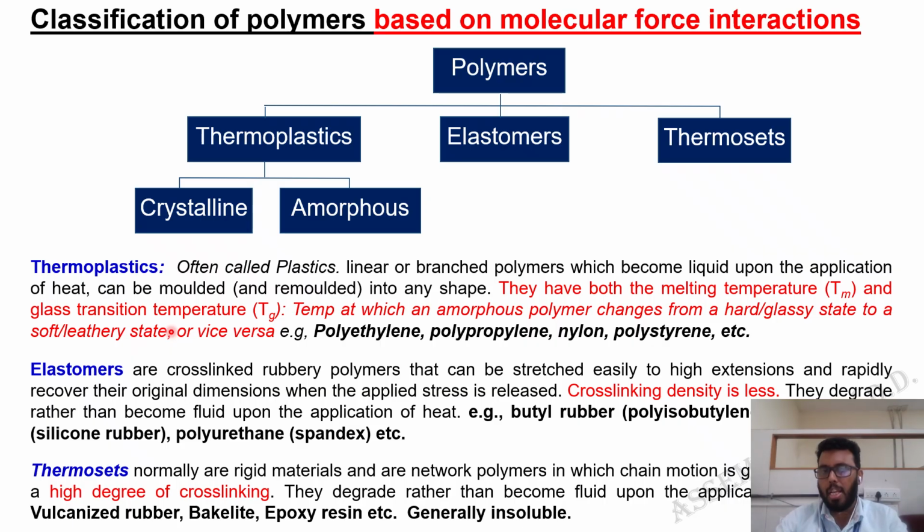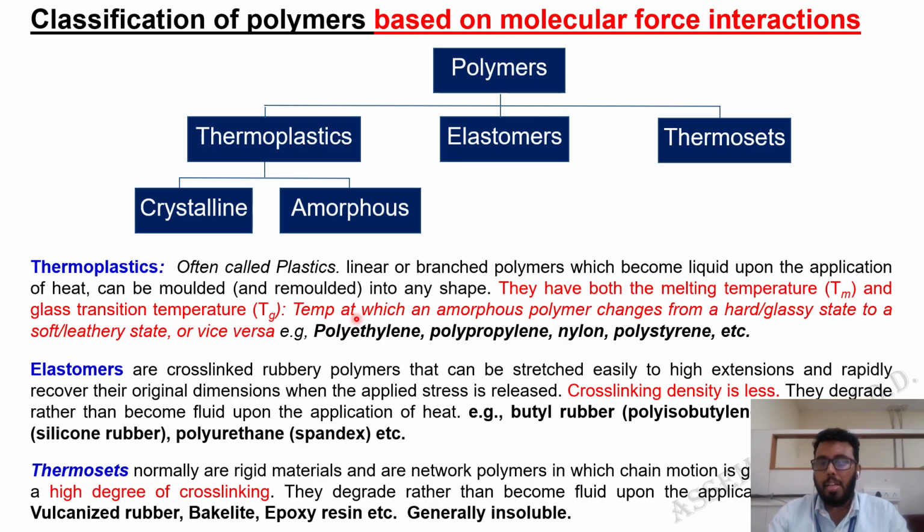For example, polyethylene, polypropylene, nylon, polystyrene. That's why with nylon we are able to make ropes. So you can apply heat energy, melt it, and then you can mold it into any shape depending on the shape of your mold. Okay, they have both a melting temperature and a glass transition temperature. In polymers, this glass transition temperature is one of the important properties, where the amorphous state will become crystalline, or the transition will happen, at a particular temperature.